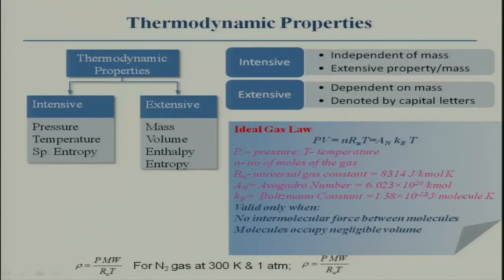Density will be basically P into molecular weight divided by Ru T, and we will substitute these values. Pressure is 101325 Pascal, into 28, the molecular weight of nitrogen, and the gas constant is 8314, into 300 Kelvin. If I calculate, it will be 1.14 kg per meter cube. So by this we can find out the density, and of course we can also find out other properties. And whether we can use the ideal gas law for combustion or not, that we need to ask.